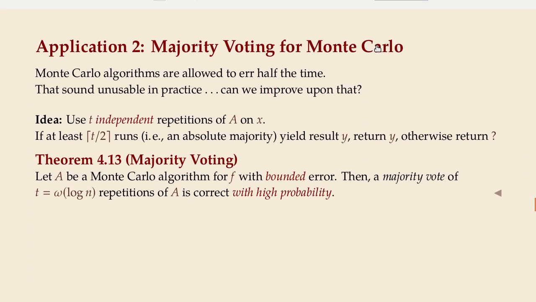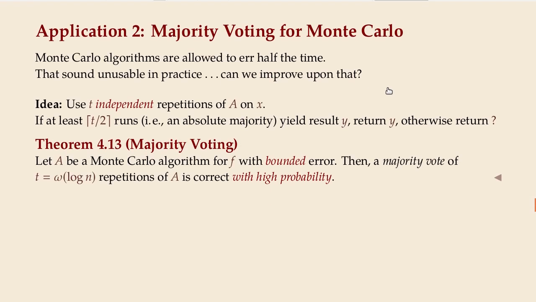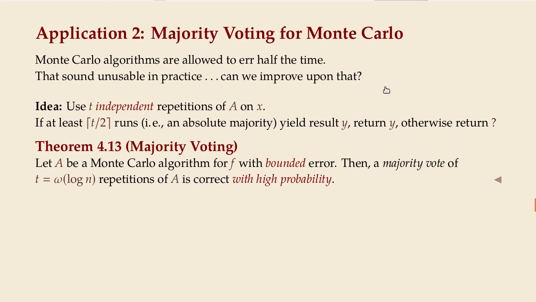Another application of these tail bounds is a way to improve the probability guarantees for other kinds of algorithms. So Quicksort can be seen as a Las Vegas algorithm because it's never wrong. But even if you have algorithms that make errors, you can improve.